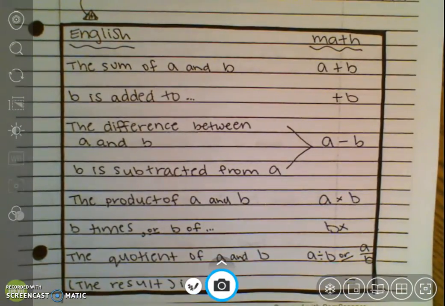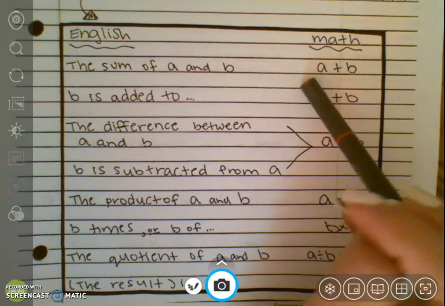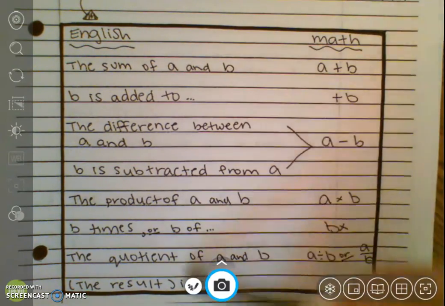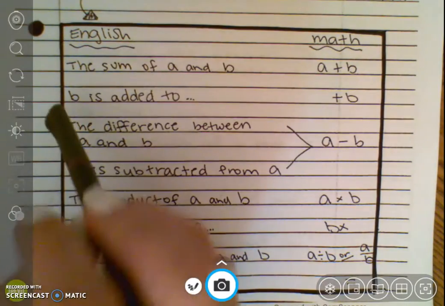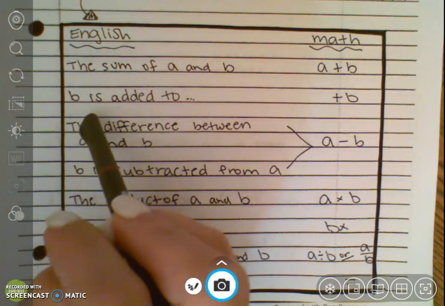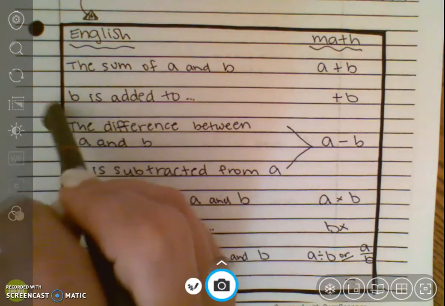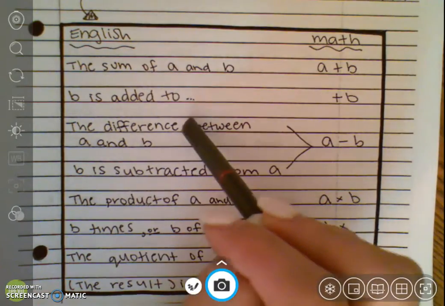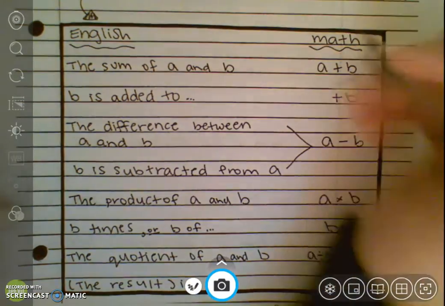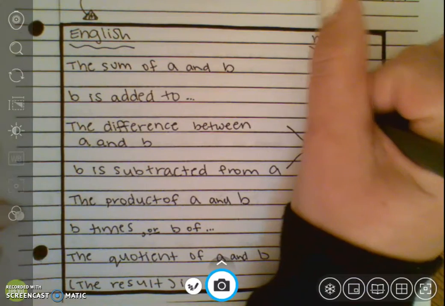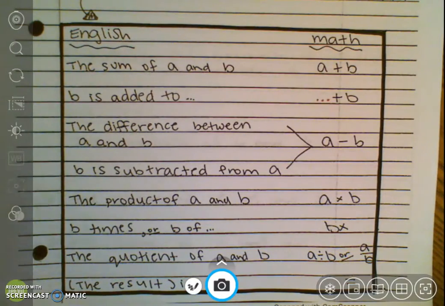So the sum of A and B means to add A plus B. And the order you do these, it matters. The next one says B is added to dot, dot, dot. So B is added to any number means you're adding B after it. Whatever the dot, dot, dot is would go here, and then you're adding B at the end of it.